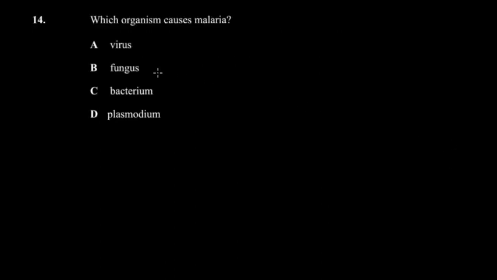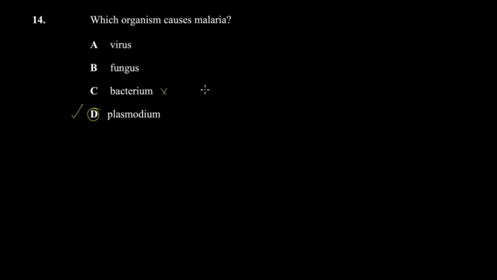Question 14 says, which organism causes malaria? Here, I advise you to actually just know it. This is general knowledge. It's Plasmodium. So Plasmodium is the organism that causes malaria. It's an organism, as in it's a parasite. They say it's eukaryotic, so it means it's made up of many cells. So it's not single celled as a bacterium is. So it's actually an organism.